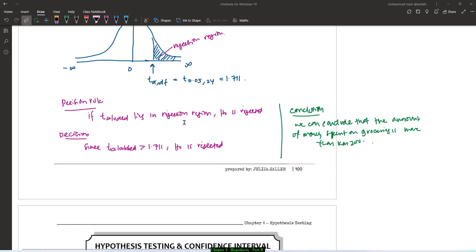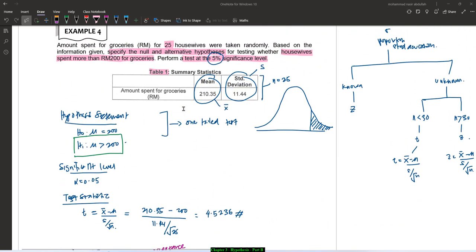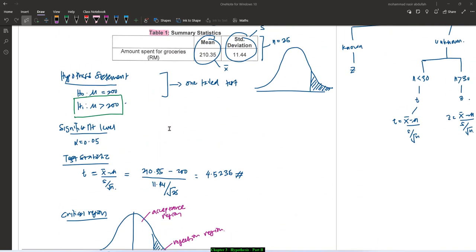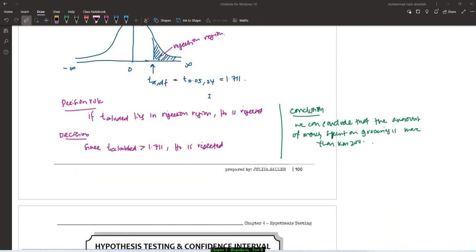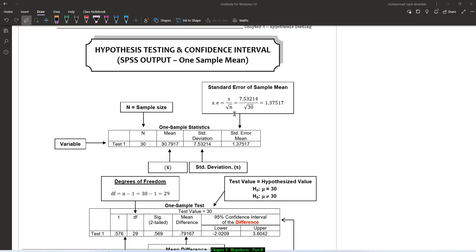So this is how we construct a hypothesis testing. This is hypothesis testing, and another name is what we call a significant test. It is the same thing if we look in different books, they call it significant test. Different books, different names, different terms. Right? Now let's look at the hypothesis testing and confidence interval using SPSS output.